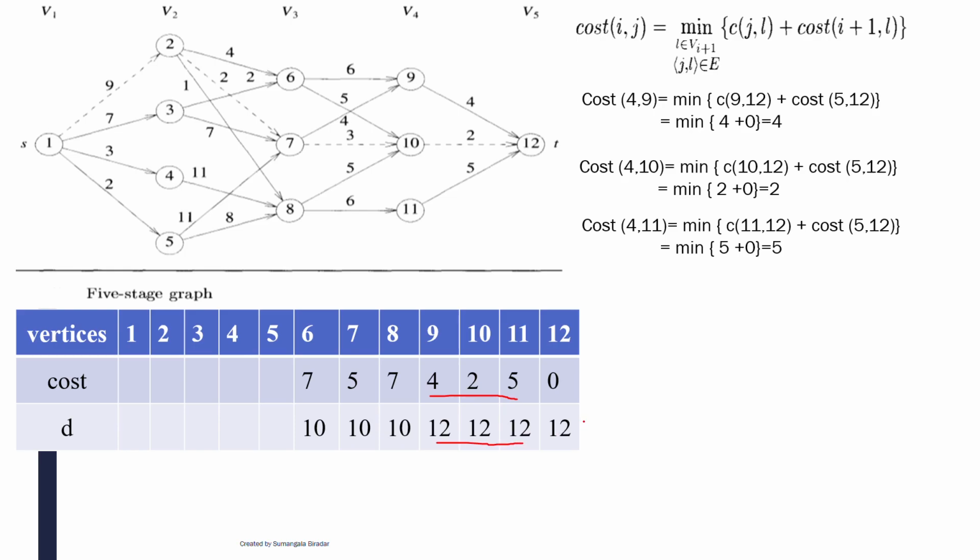Okay, the fourth stage is over. Next I have to calculate for the third stage here. So in the third stage, how many vertices are there? 6, 7, 8.